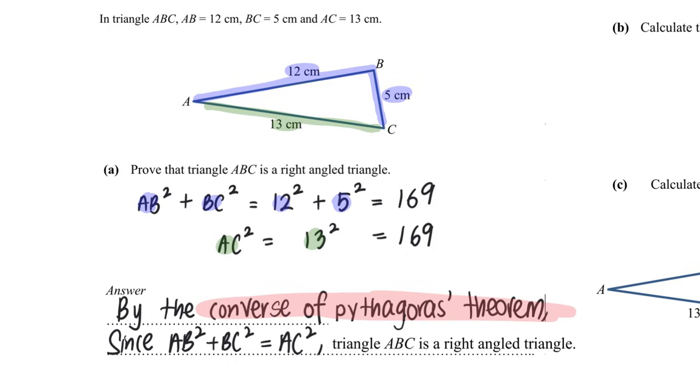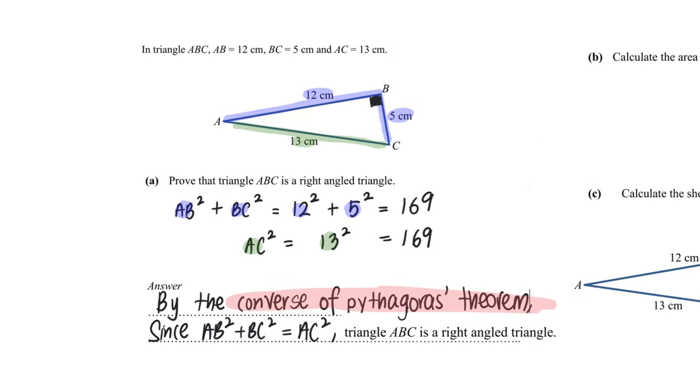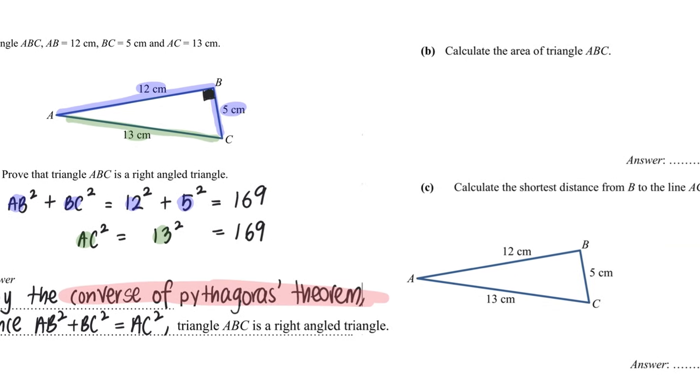Now that we have established the fact that this is a right angle triangle, to find the area of this triangle, we just have to use the two sides that make the right angle, using one of them as the base and the other as the height. So in this case, 5 and 12. So to find the area of this triangle, it is simply half times base 12 times height 5, which is 30 cm square.